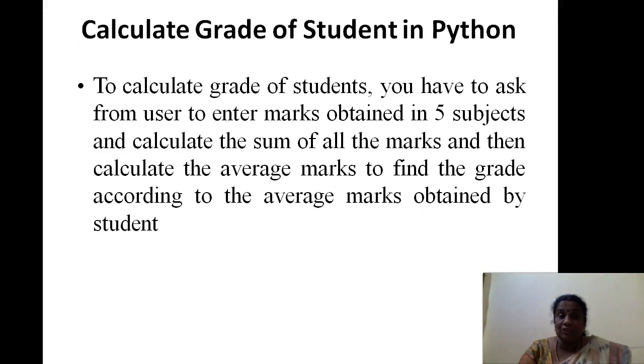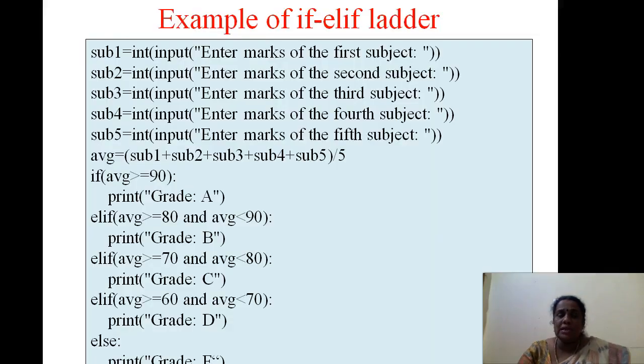You will understand better with this example: calculate a grade for a student. To calculate a grade, above 90, above 80, above 70, like this we will be using n number of conditions. For that we can use elif. In this program, you have to enter 5 subjects, calculate the sum, and calculate the average. Based on the average, you have to allot a grade. So you can use n number of elif statements. See, in this I have taken 5 subjects, added them and got an average.